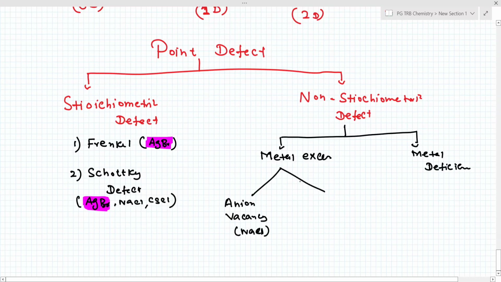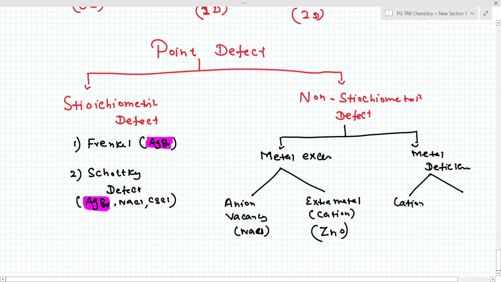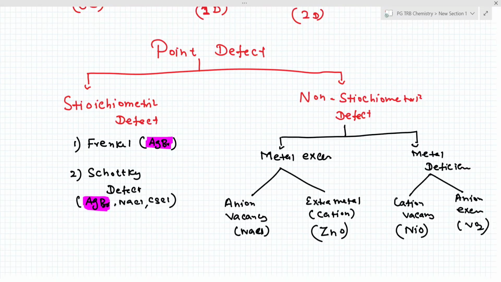Example: NaCl, in the crystal, anion vacancy. Here the cation is in excess, extra metal, okay? Another example is the general one. In the metal deficiency, one is cation vacancy, example nickel oxide. The other is anion vacancy, so anion excess. This is VO2. Example. Important point.